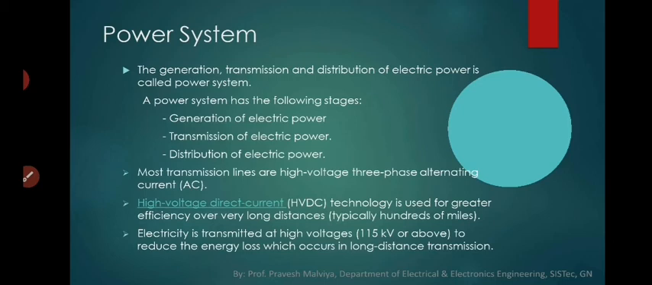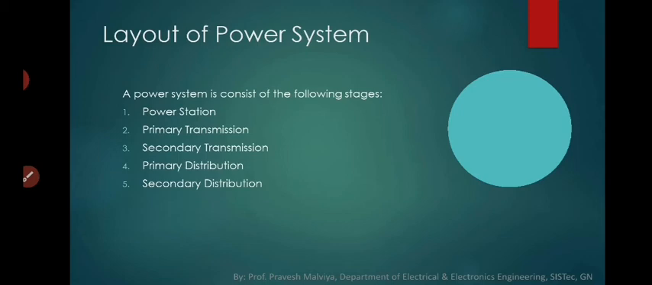So what is the layout of the power system? The power system contains these five major points: power station, primary transmission, secondary transmission, which are the two subclasses of the transmission stage, and then primary distribution and secondary distribution. In the previous lecture, we covered the first point, the power station. In this lecture we will be covering the other four points: transmission and distribution.